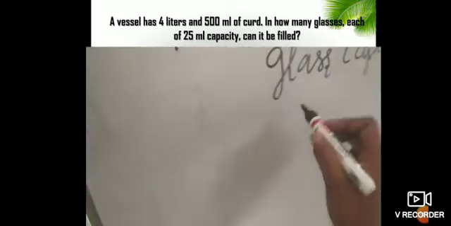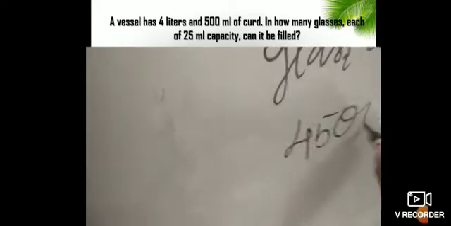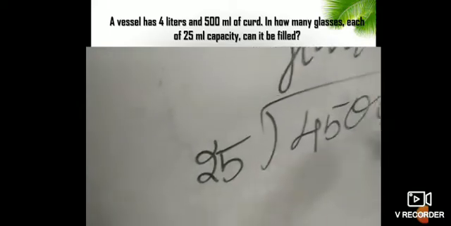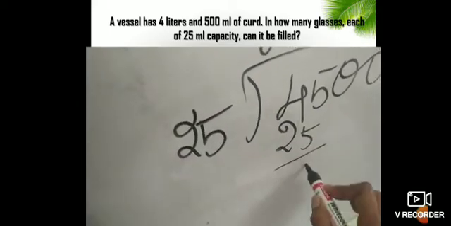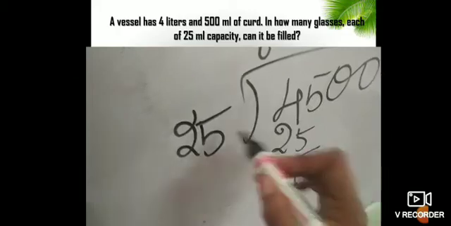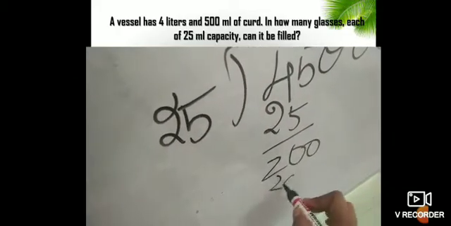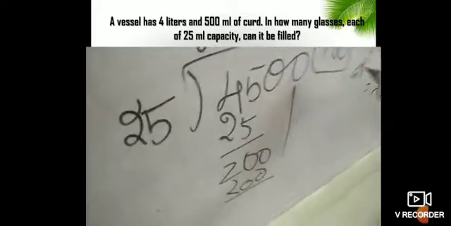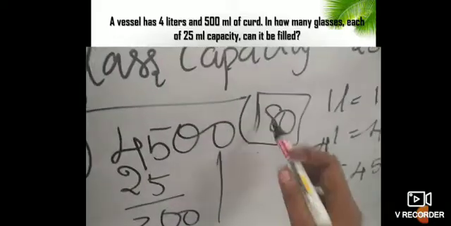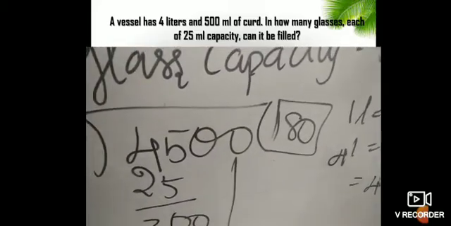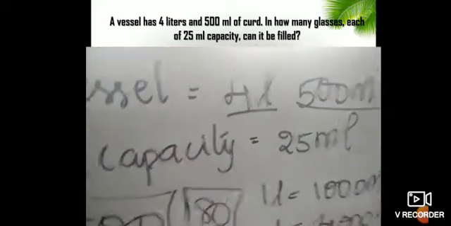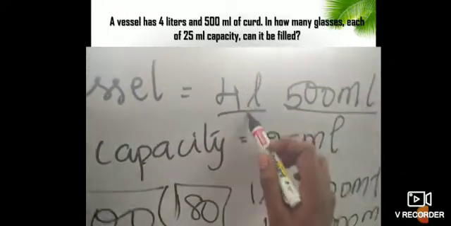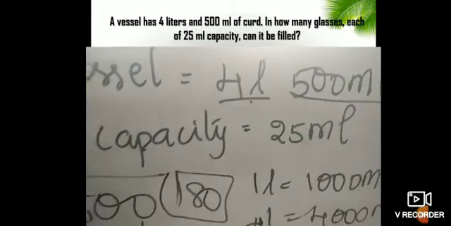Yes, we have to divide. So 4500 by 25. So 25 ones are 25, 0, 200. So 25 8s are 200. So remaining 1 0. So it will take 180 glasses to fill the 4 liter 500 ml curd. So it takes 180 glasses to fill 4 liter 500 ml curd.